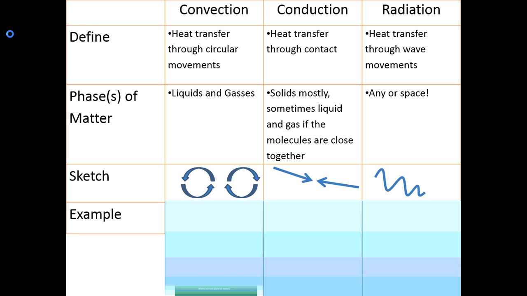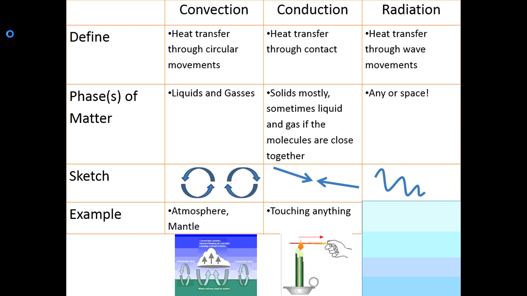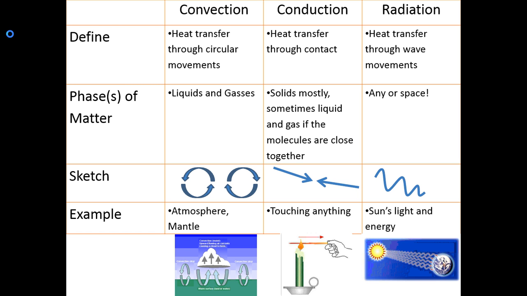Your examples for convection, like I said, are in the atmosphere and the mantle, but also boiling water is a good example. Conduction is anything that you touch that's hot. So even if you leave a shirt out in the sun, when you touch it and it feels hot, that's conduction. It's conducting heat into your hand. And radiation, the sun's light and energy, that would actually be what makes the shirt hot in the first place.